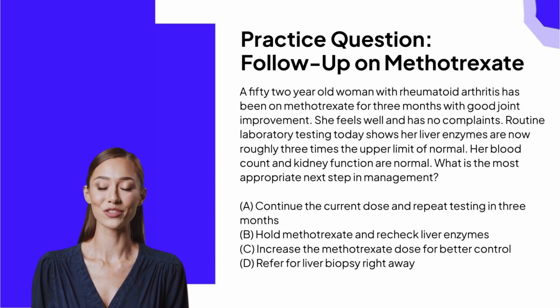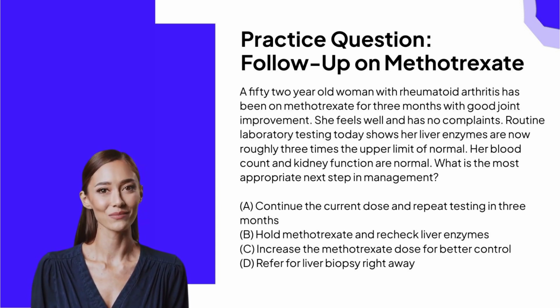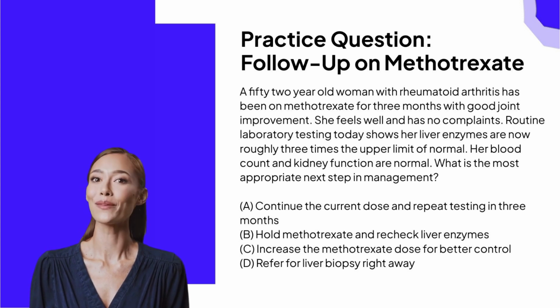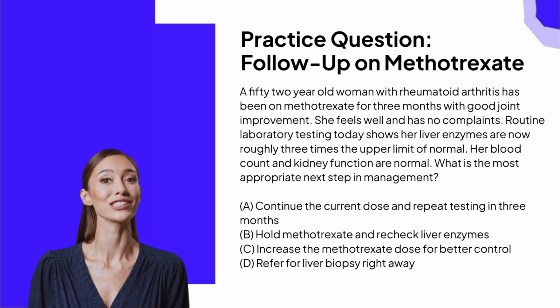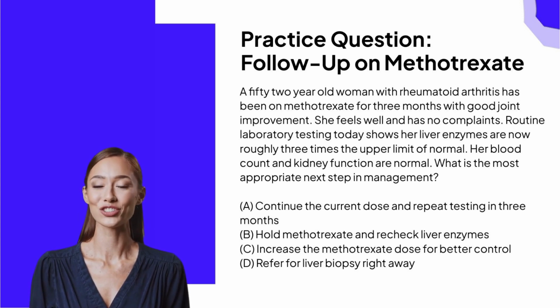But her routine laboratory testing today shows liver enzymes that are now about 3 times the upper limit of normal, while her blood count and kidney function are normal. The question asks for the most appropriate next step. The key is to notice that the abnormal laboratory value, not how she feels, is what the question is really testing. Pick your answer, and we will reason through it on the next slide.